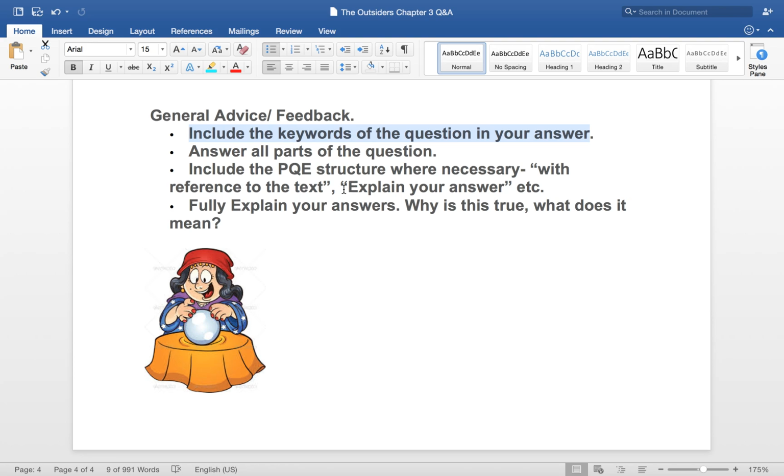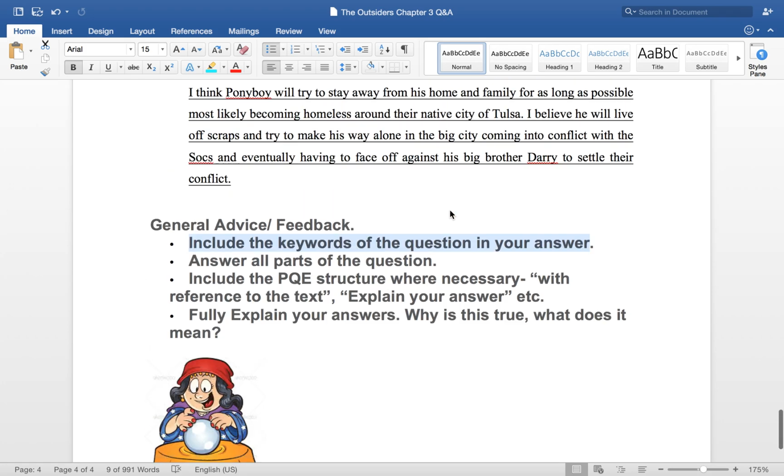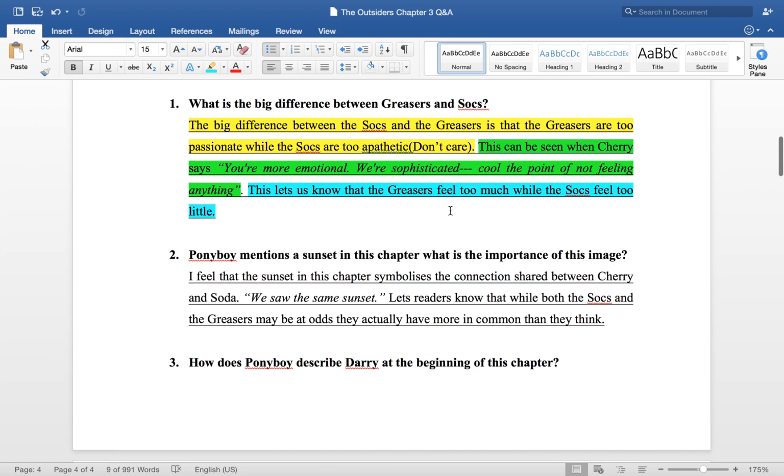Okay? And the last one is fully explain your answers. So you have to ask yourself, well, why is this true? What does it mean for the characters? What does it mean for the question? And I'll go through that within the question just to help you out. All right? So let's have a look at the PQE structure.